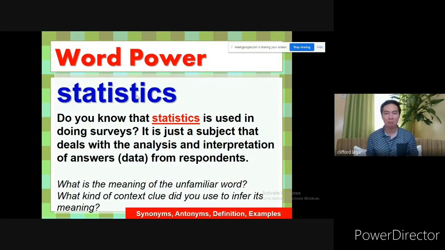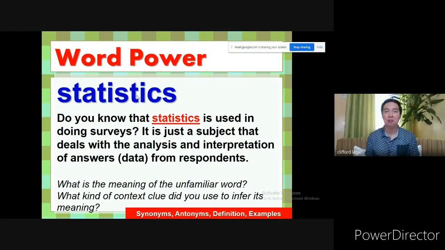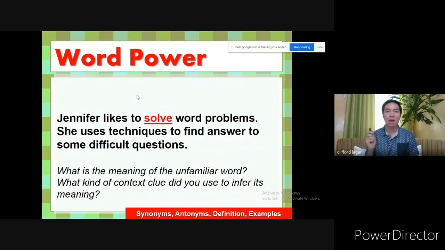Now, Maya, tell me, so how did you know that this is the meaning of this word statistics? What kind of clue did you use? Sir, definition. Correct. So it simply defined the meaning of statistics. Very good. So now let's move on with our next unfamiliar word.